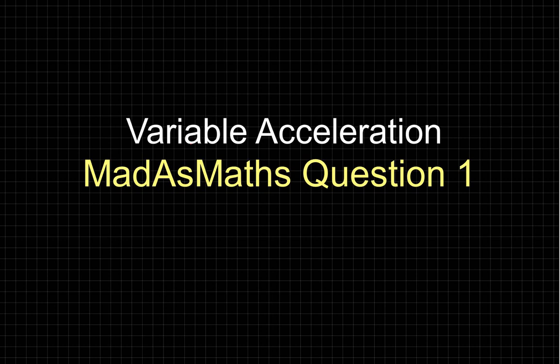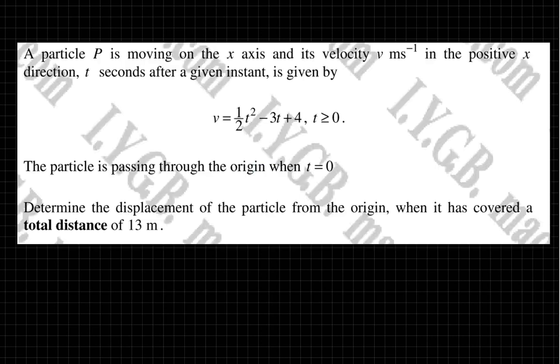Okay, let's look at a variable acceleration question, a bit of calculus, now MadAsMaths style. This is another test of being able to really make sure we understand the difference between displacement and distance and how we can visualize them on a graph. You're effectively given a velocity time graph, or at least a velocity time expression. You'll have to draw the graph.